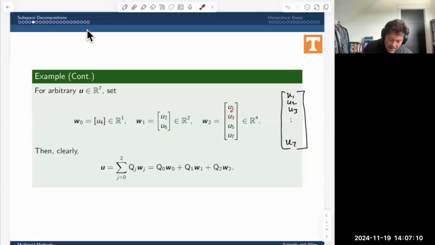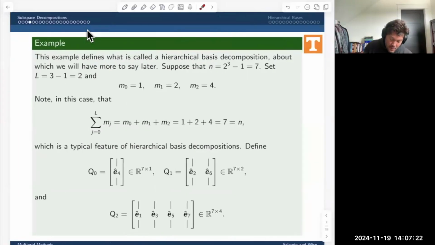All I'm left with are the odd entries, and the last one is going to get all the odd entries, 1, 3, 5, and 7. Now, if you notice, these indices here, 4, 2, 6, 1, 3, 5, and 7, correspond to these numbers here, 4, 2, 6, 1, 3, 5, and 7.